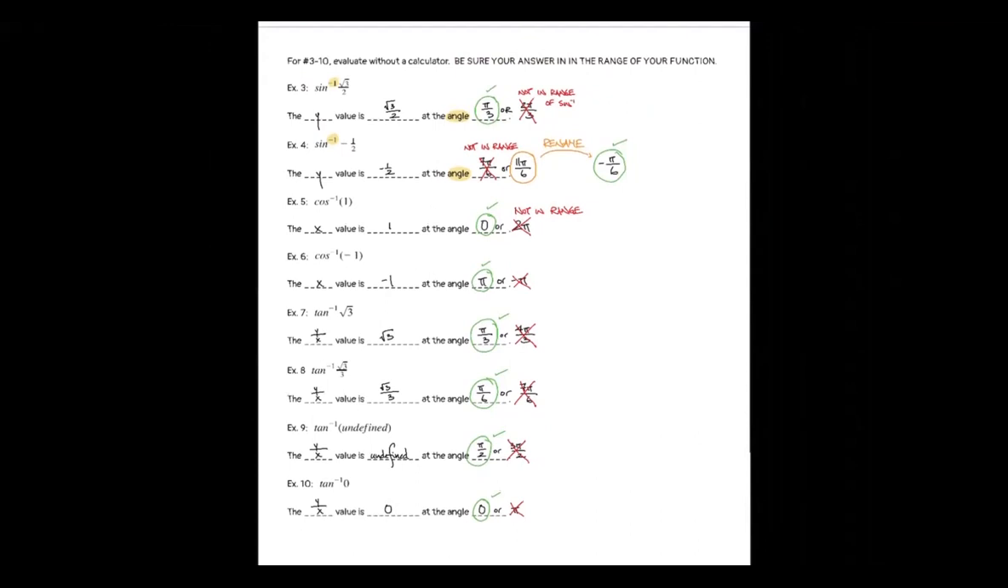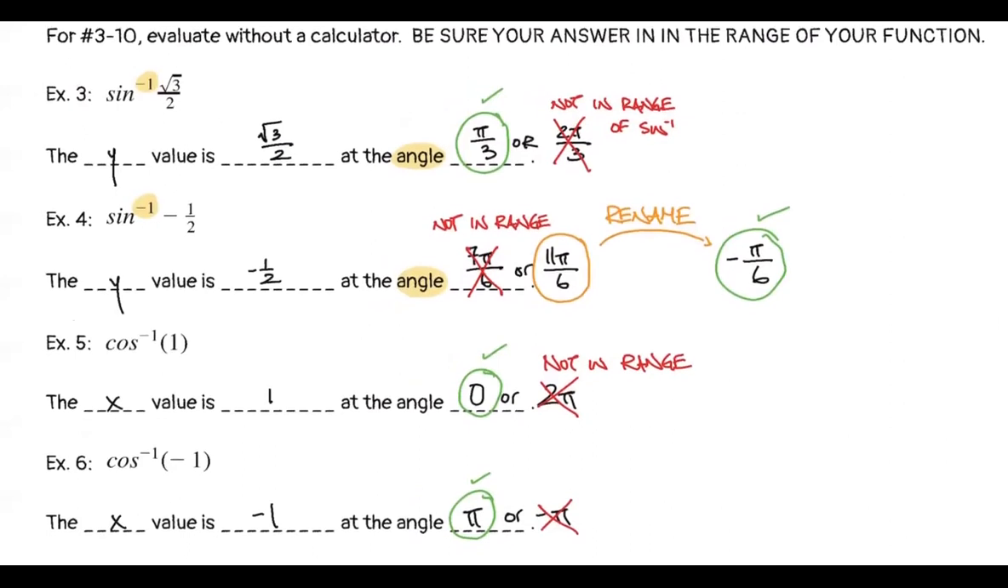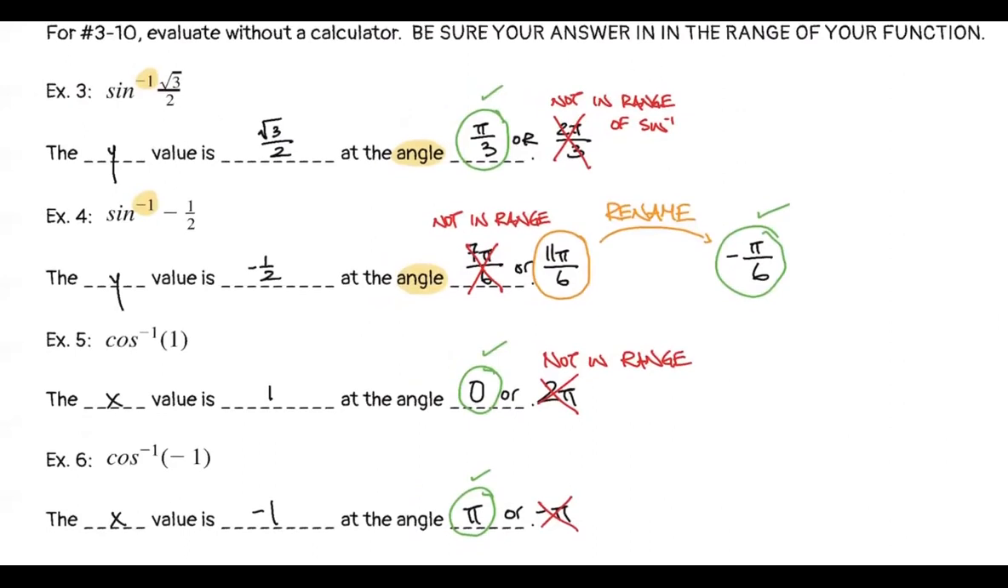How did we rename the angle in example 4? Sorry, say that again. How did we do the renaming in example 4? Why did we do it, or how did we do it? How? Okay, so we go to our unit circle and we say, oh, 11 pi over 6 is right here, right? This is 11 pi over 6.